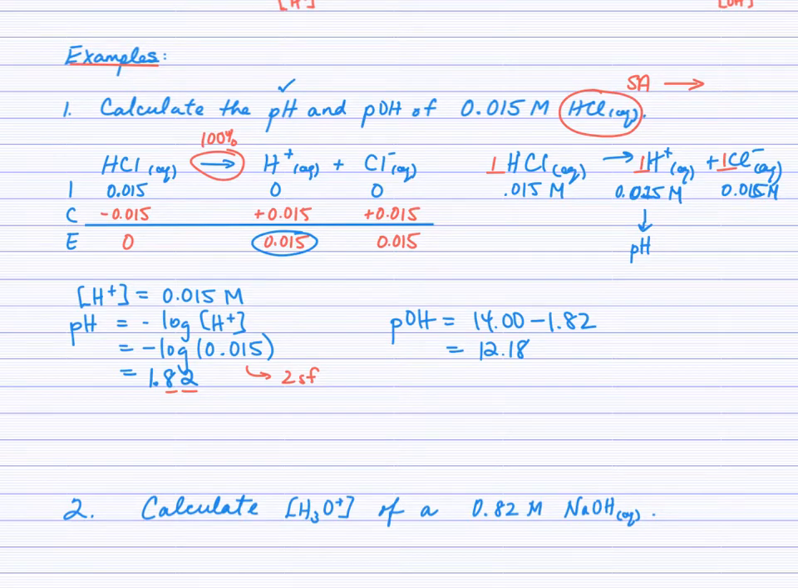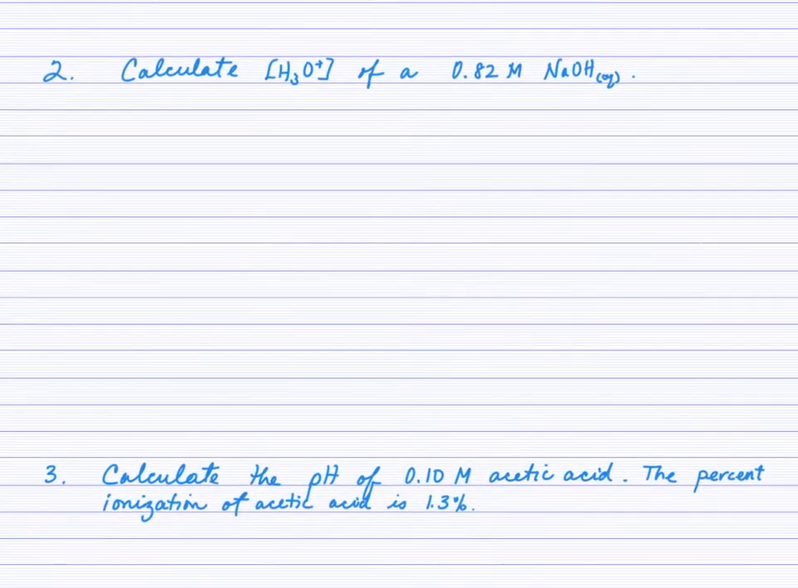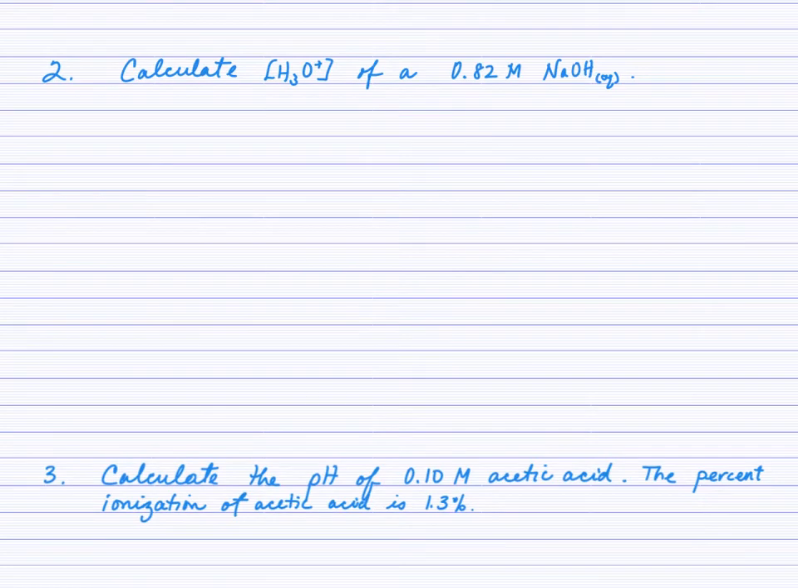Okay, so number 2. Now I'm asking you to calculate the hydronium ion concentration of a 0.82 mole per liter solution of sodium hydroxide. Actually, for the strong base, it will be easiest to use the Arrhenius theory, and so I'm going to rephrase this just to ask you to calculate the hydrogen ion concentration. Okay, so start with an equation for the dissociation of this strong base.